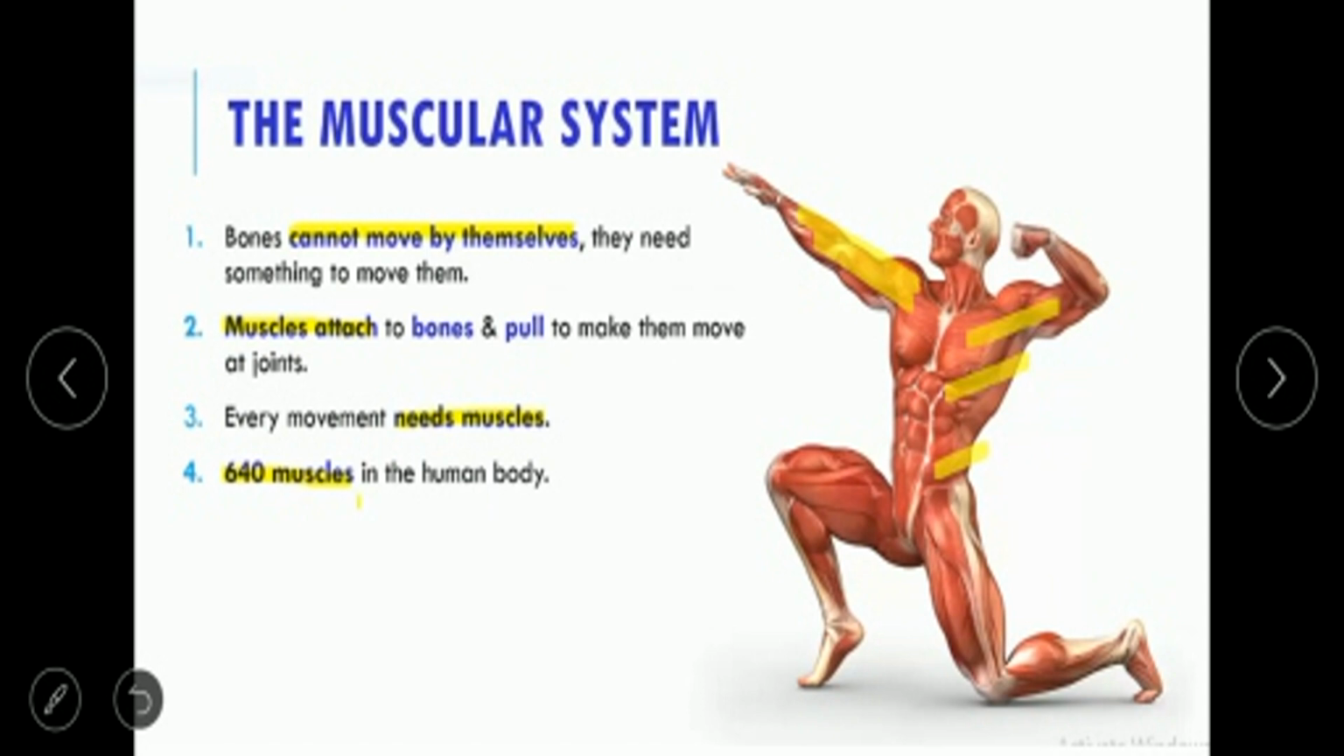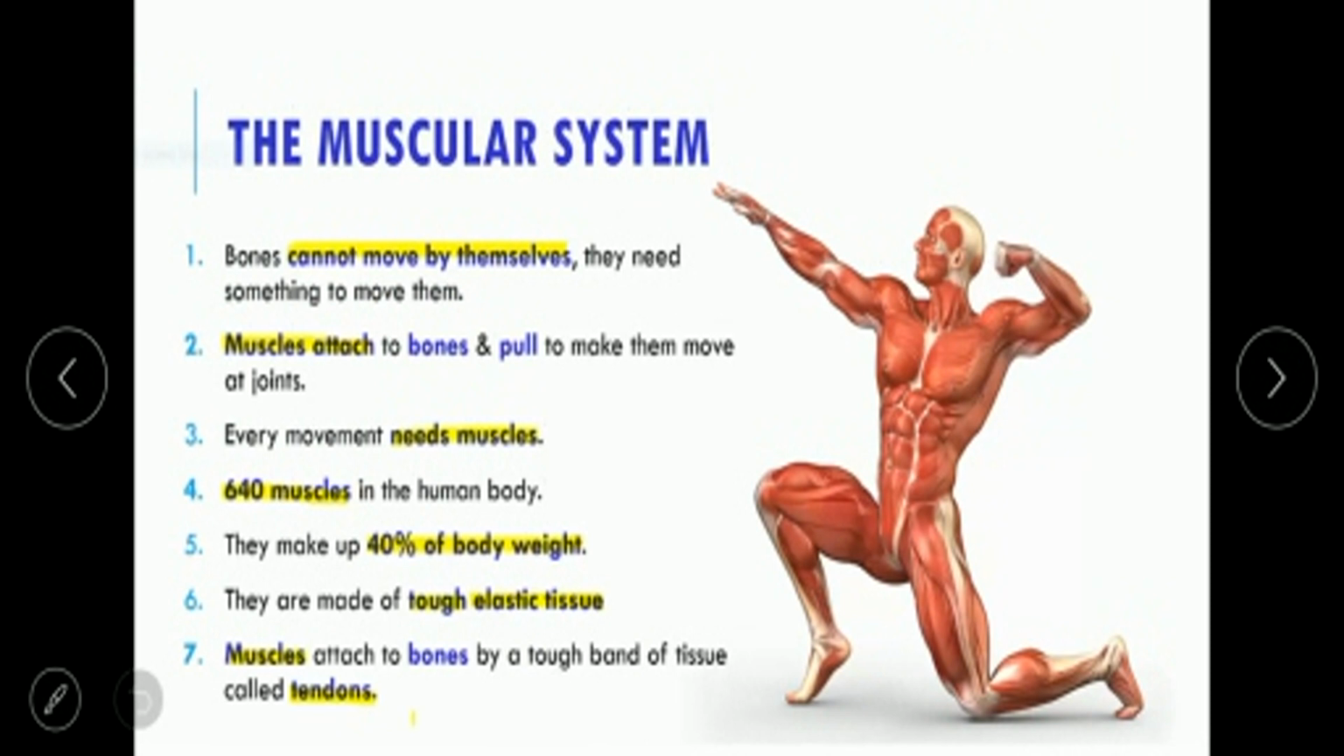These bones about which we have studied cannot move by themselves. They need something to move them. So muscles are attached to the bones and pull to make them move at the joint. These bones are able to move just with the help of these muscles. So every movement needs muscles. If you want to move your hand, you need to move it with the help of your muscles. And the best part is there are 360 muscles in your human body.